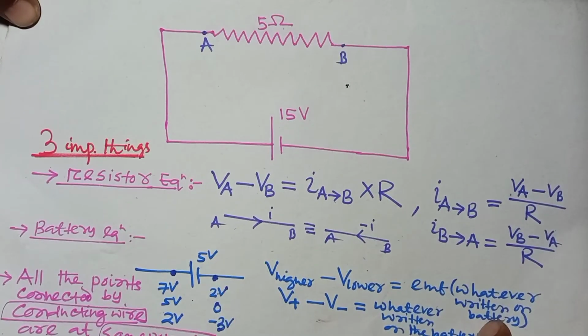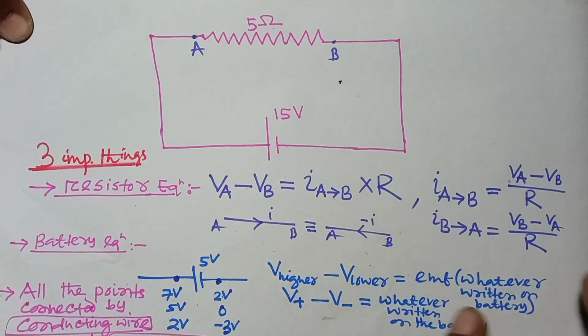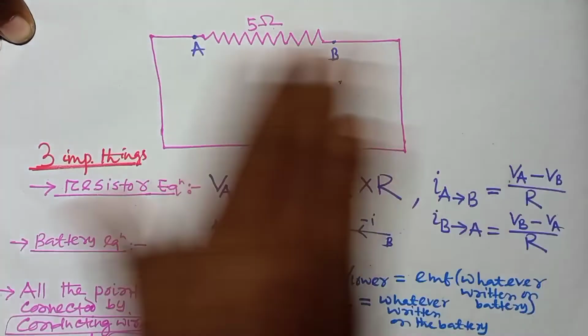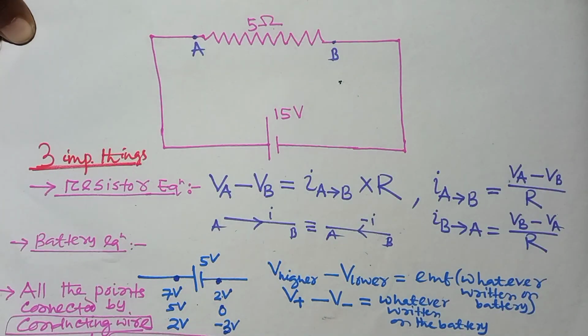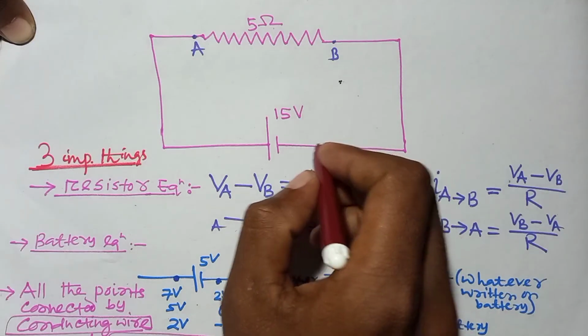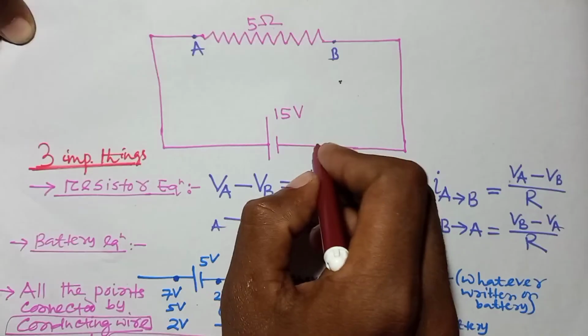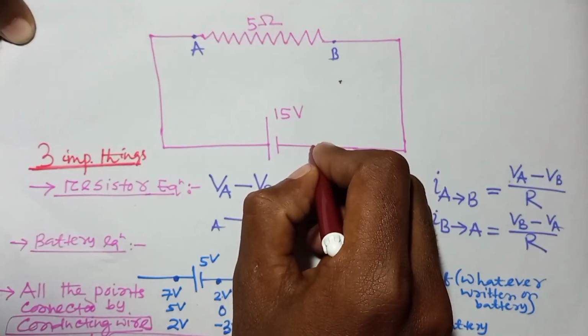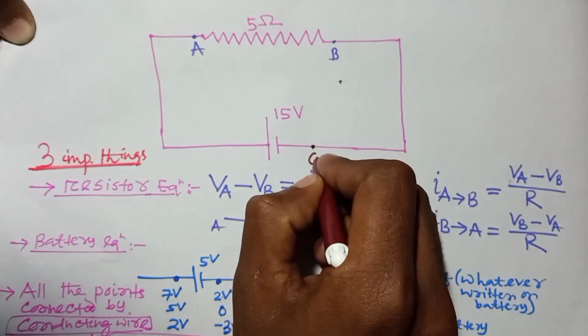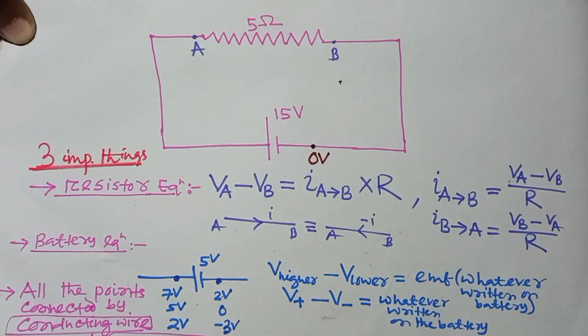Okay, so let's solve this electrical circuit. What you have to do, your first task, is to take the potential of any one point of the electrical circuit to be 0. सर्किट के किसी भी एक पॉइंट के पोटेंशियल को 0 मान लेना है. This is your first task.